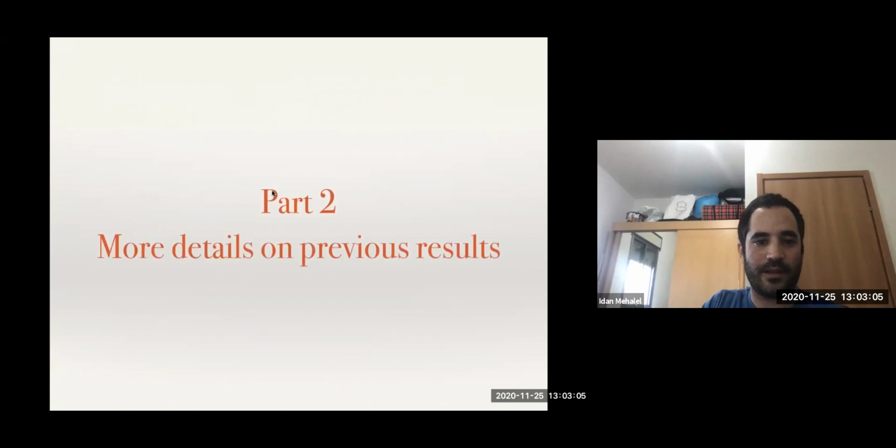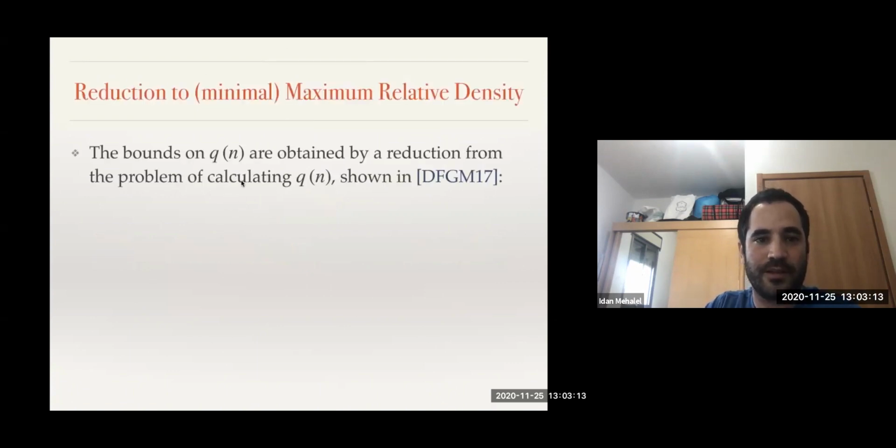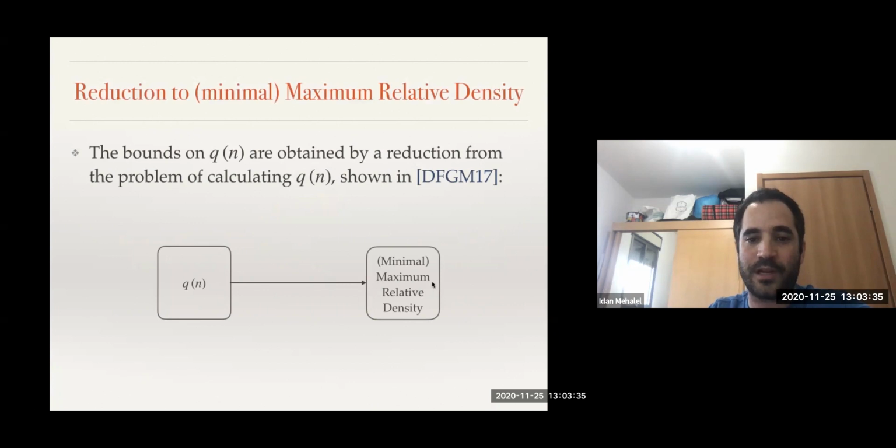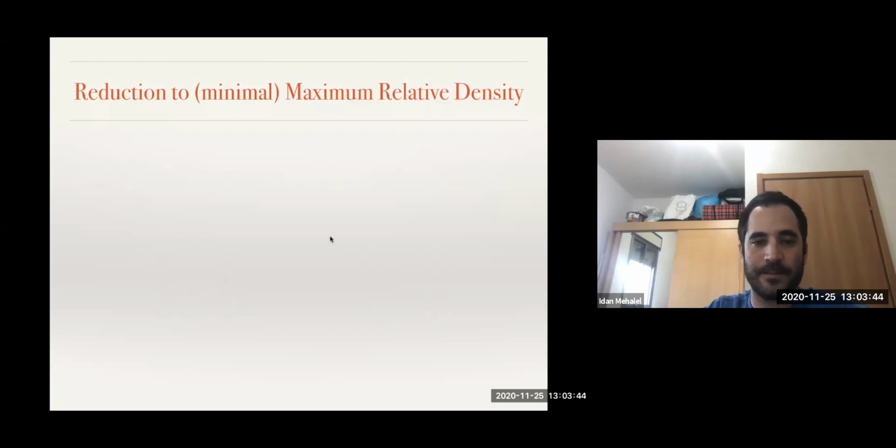Yes, so now we will review some more details on previous results and the lower bound for some n values. In order to do that, we need to talk about a reduction made in the 20 simple questions paper. The bounds on Q of n, also our new lower bound and Dagan et al.'s bound, are obtained by reduction from the problem of calculating Q of n. The reduction is from calculating Q of n to calculating a value called the minimal maximum relative density of n, which we'll now shortly define.